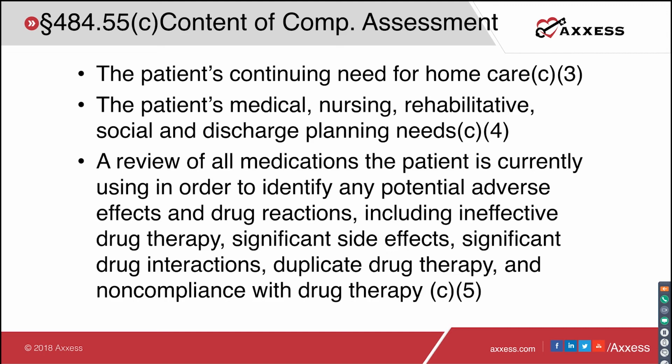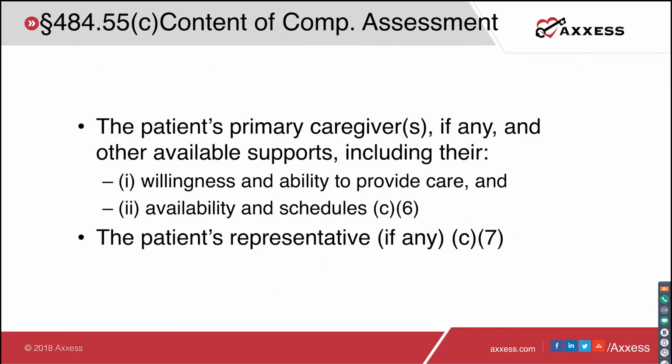Remember, comprehensive assessments happen at several different periods. So every time you're doing a comprehensive assessment, you're going to need to be addressing these things as well as that patient's progress toward the goals that you've already met. The patient's primary caregiver and any other available supports, including their willingness and ability to provide care and the availability of schedules, also needs to be in the comprehensive assessment according to our new COP guidelines. And then we must also document in the comprehensive assessment that patient's representative if they have one.